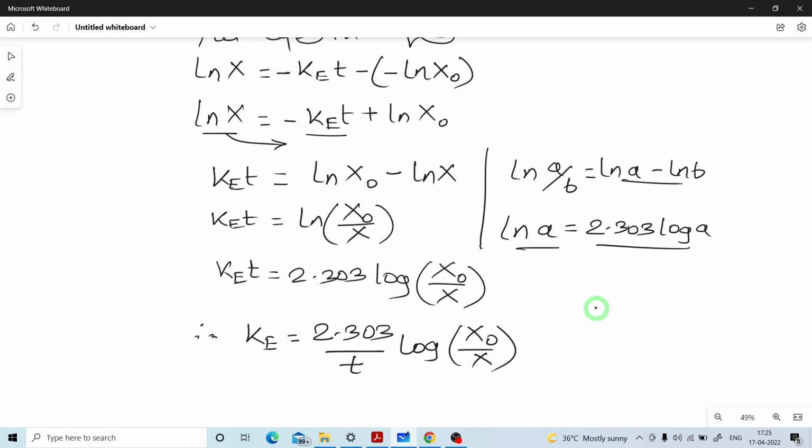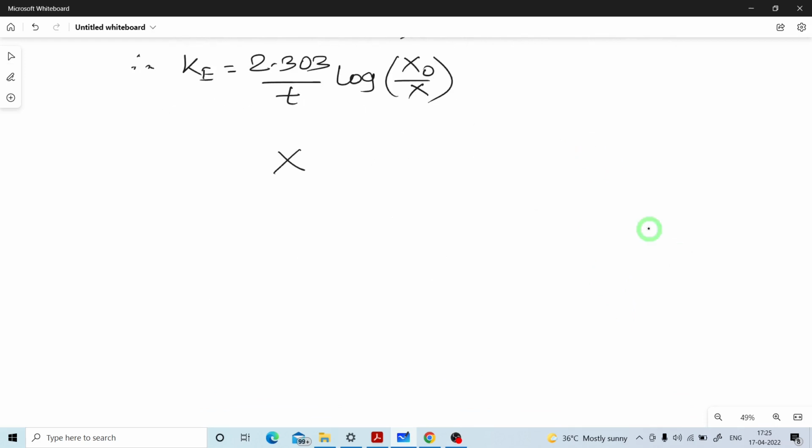Now, if you want to substitute the amount of drug terms with the concentration terms, then you have to use one formula, and that formula will be X is equal to volume of distribution into concentration. This is the general formula which we have seen in the topic of distribution. So the same formula we are using, that is, amount of drug in the body will be equal to volume of distribution of that drug into plasma concentration.